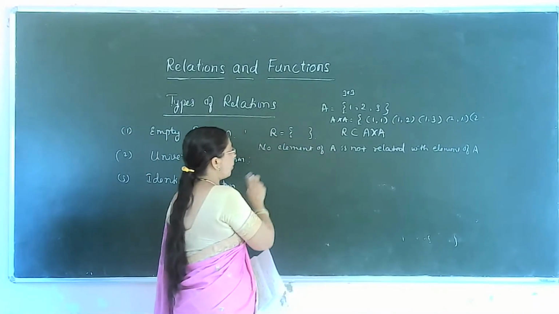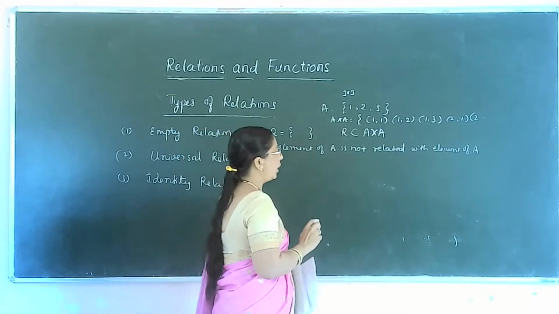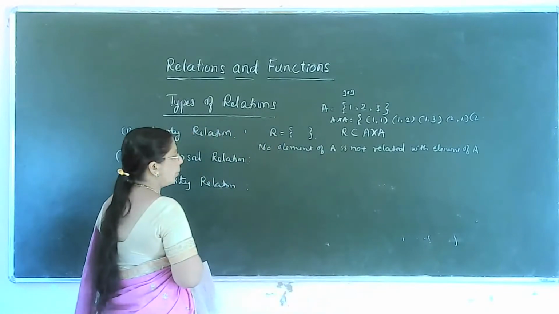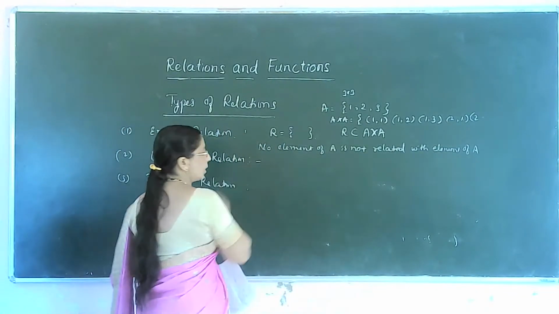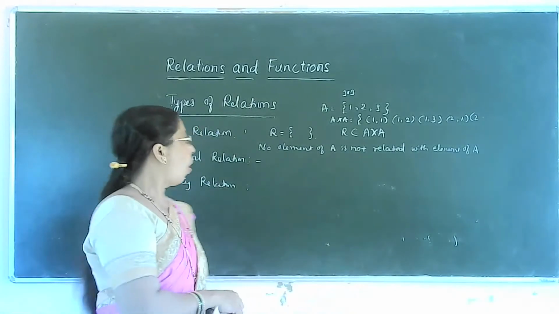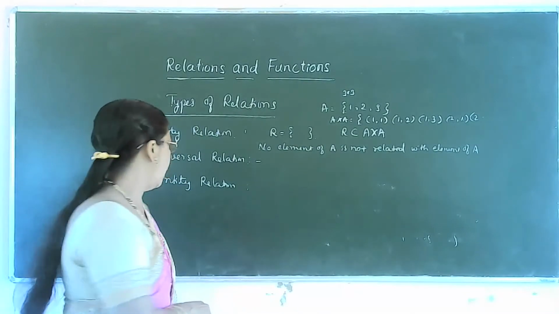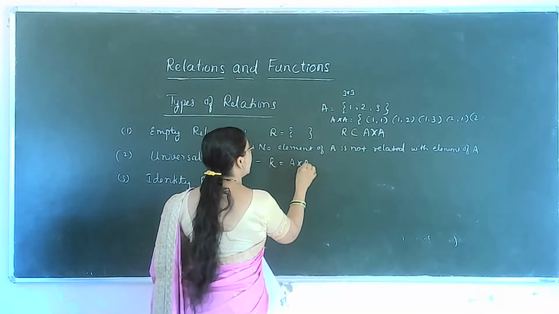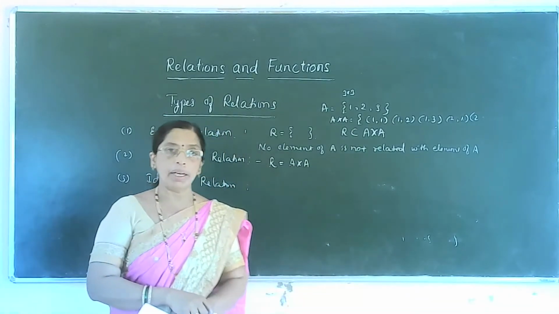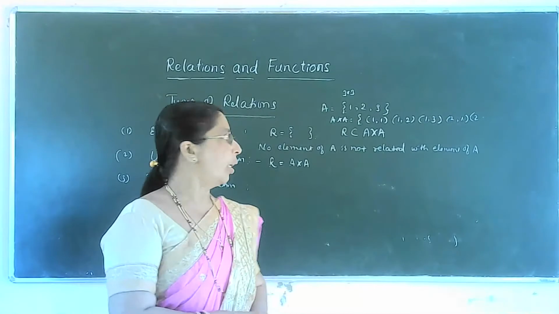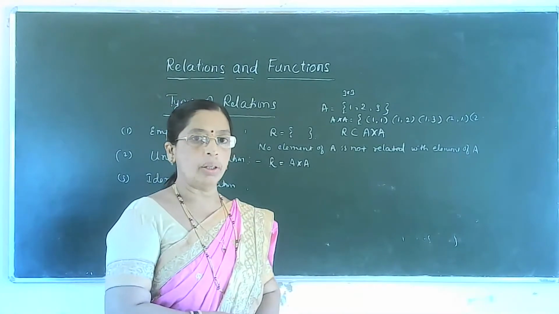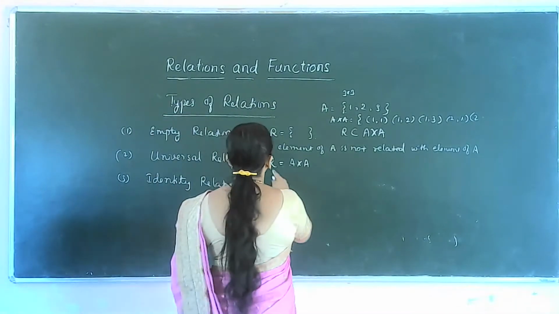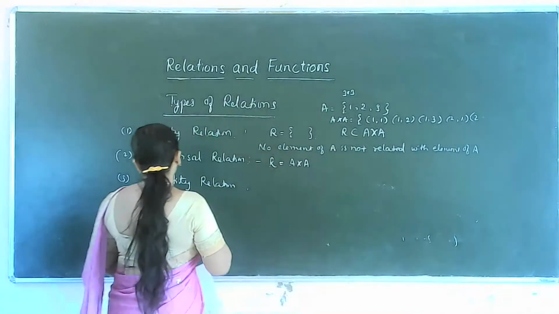But in this set, there is no element of A that is not related to an element of A. Universal relation. Here, all elements of A cross A are in this set. Therefore, R is equal to A cross A. It means every element of A is related to each element of A. Therefore, R is equal to A cross A.